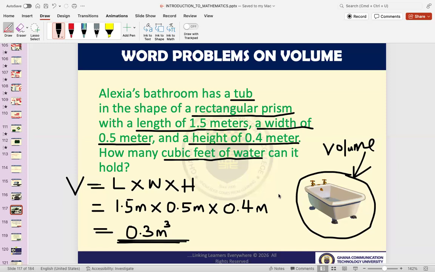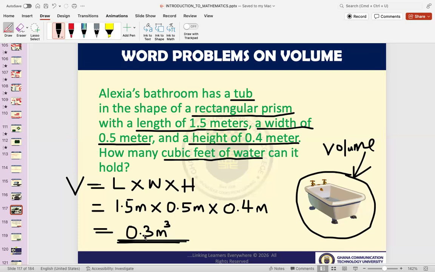So sometimes you see that the final number you get may be smaller than the length or the breadth or the height. It doesn't mean that these ones are bigger than this. No, this one is meters cubed. Meters cubed is higher than meters. Meters cubed is 3 dimension, but meters is 1 dimension.